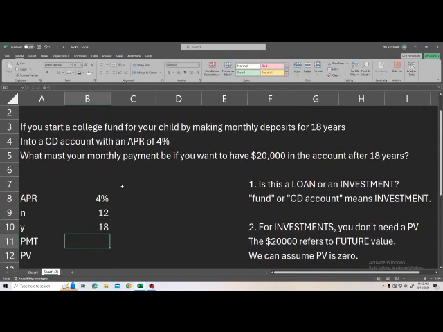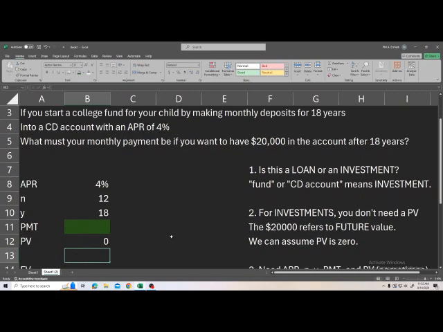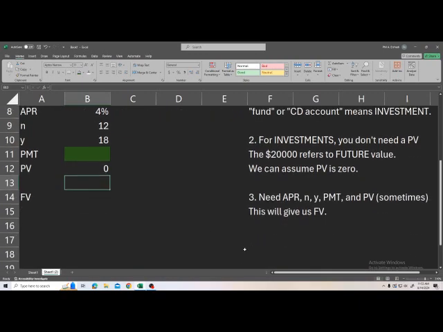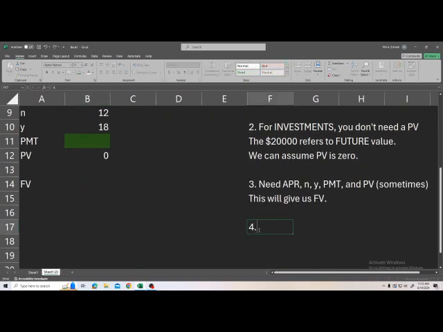However, we are not given monthly payments anywhere in this question. In fact, the question asks, what must our monthly payment be? That means we don't know what the monthly payment is, and we'll paint that green. However, we figured out previously here in step 2 that the principal value is 0. Now that we've entered all of this data, we have one critical question to ask ourselves before we continue. When we handle investments, we have to ask ourselves, are they asking for future value, or are they asking for something else?